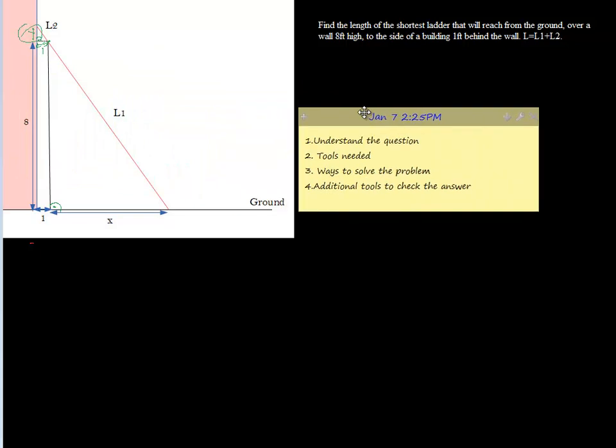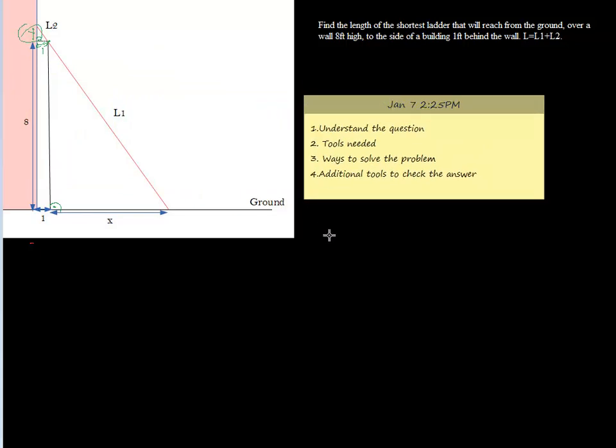In this case, the total length of the ladder is L1 up to here, plus L2. And this is what we are required to find. So we have to have a strategy here. What we can do is, we have to understand the question. The question is to find the shortest. Shortest calls for minima. That means we need to calculate the first derivative of these lengths when we find its equation. And then the tools needed to do that, we of course need the formulas and all that.